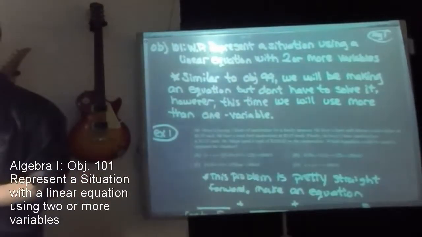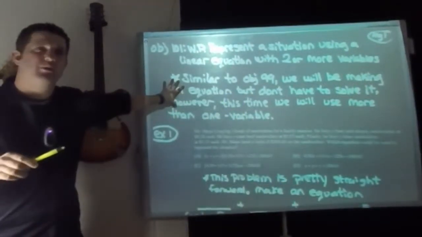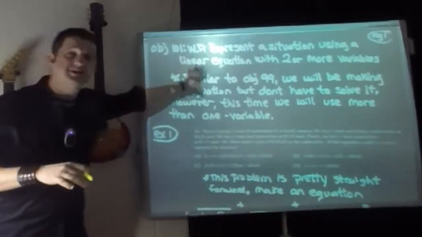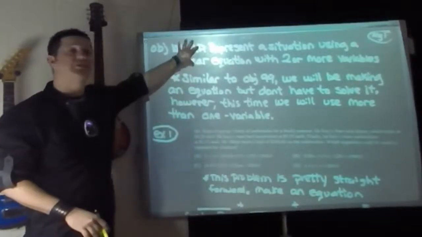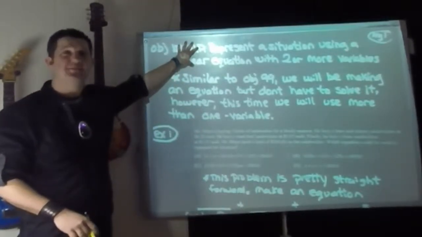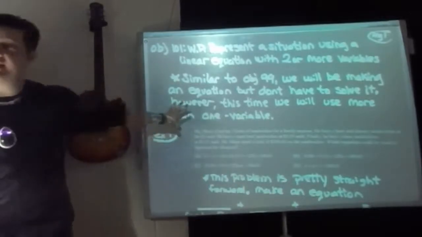Here we are on Objective 101. Here's what I want to tell you about 101. Remember on Objective 99 where we just had to make an equation? You had to read a bunch of word problem and make an equation and be done? That's Objective 101 as well. The only difference is there's more than just one variable. But still, make the equation, you're done. We're not trying to solve it.